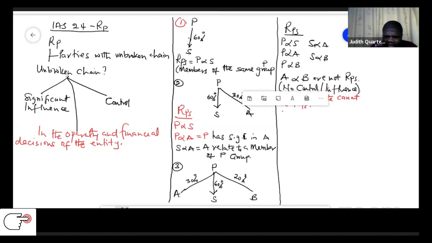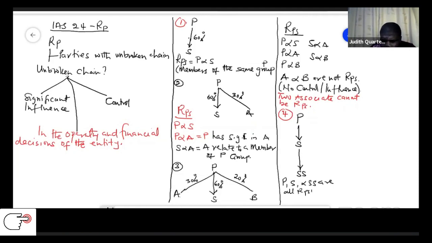The next one has to do with a quite complex group, but I know you understand. This is the parent. The parent has a subsidiary. The subsidiary also has a sub-subsidiary. They are all related parties. P, S, and SS are all related parties because they are all members of the same group. Members of the same group.